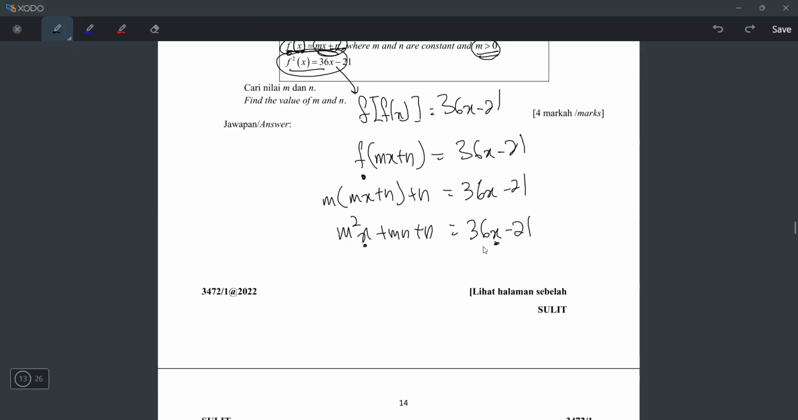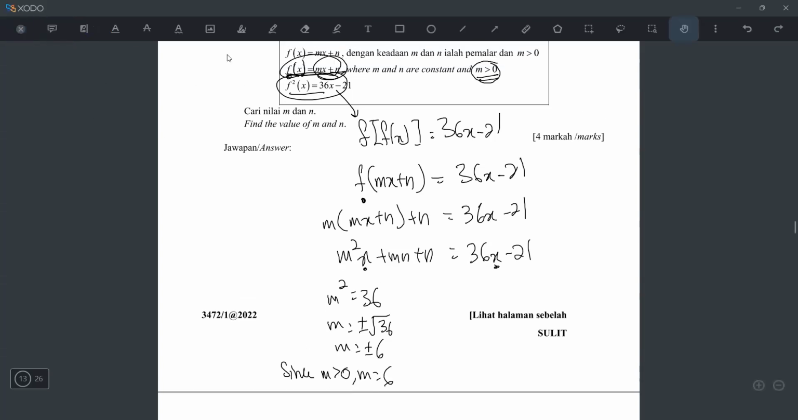So x can compare with x. So whatever in front of x, 36. Here in front of x is m squared equals to 36. So m equals to plus minus square root 36. So m equals to plus minus 6. But since m must be bigger than 0, m must be 6, because the question says already, right? Remember, m must be bigger than 0.